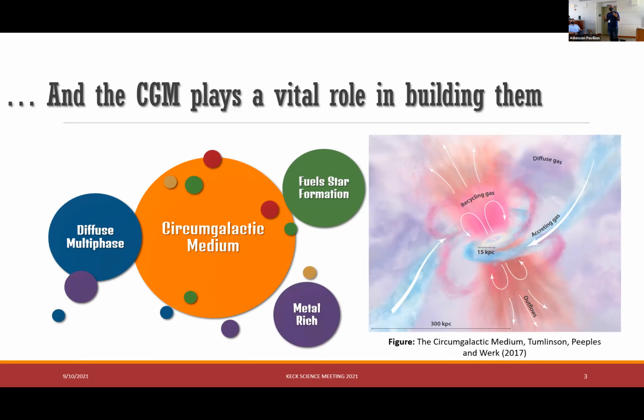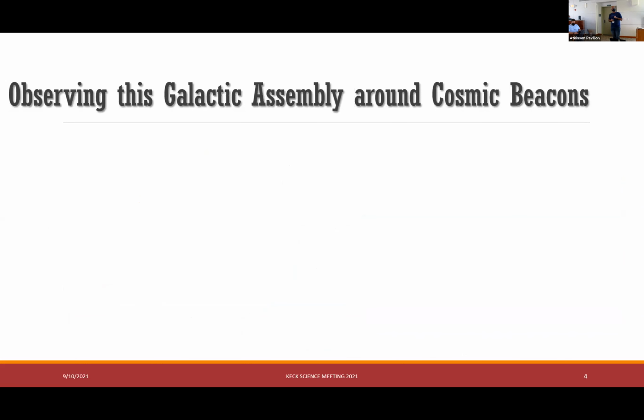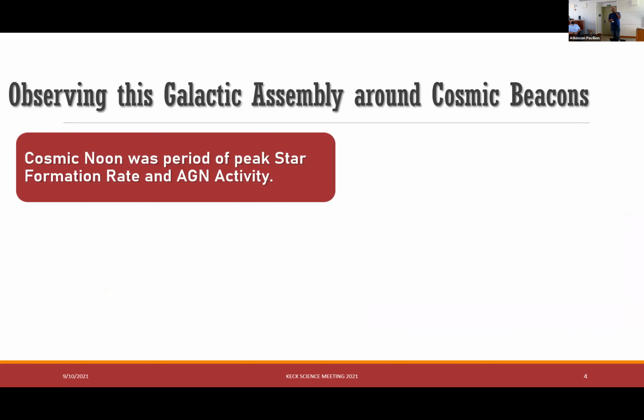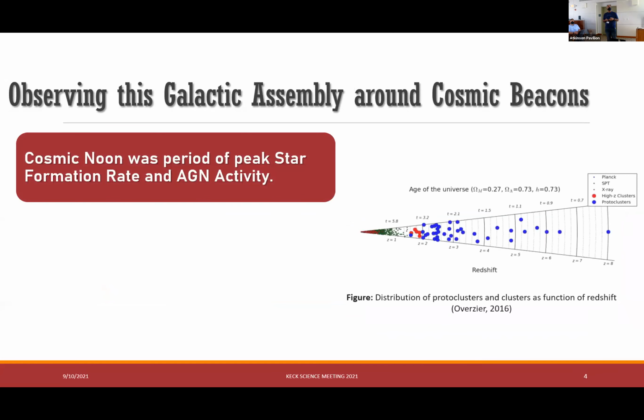But what we would like to do is observe it in a galaxy and actually study this, because historically this has been hard to do. But now with KCWI, MUSE, these instruments coming online, you can actually study the nebula around these galaxies. So what we would like to do is observe this assembly. The period I'm looking at is redshift 2, which is also known as the cosmic noon. We've seen the plot that the star formation rate and AGN activity peaked around this time.